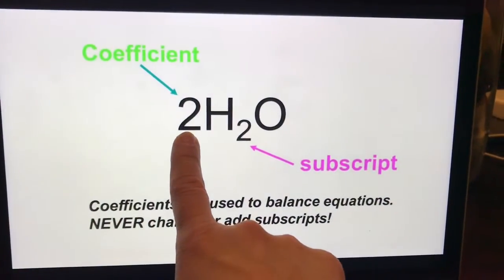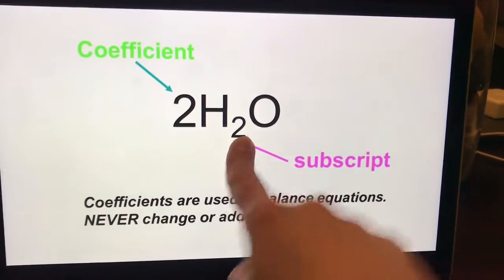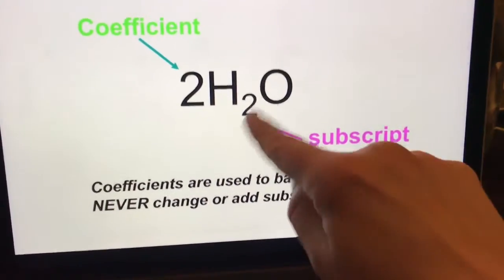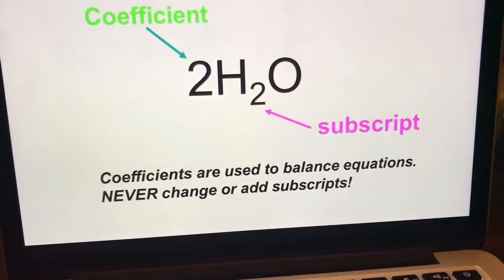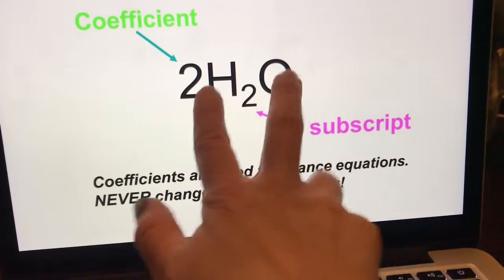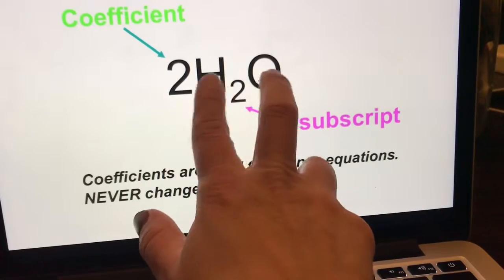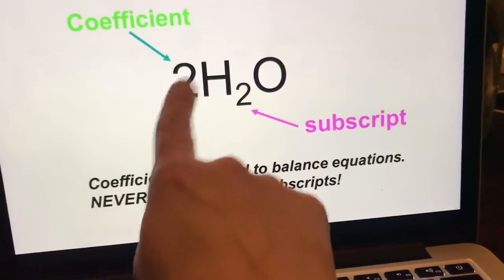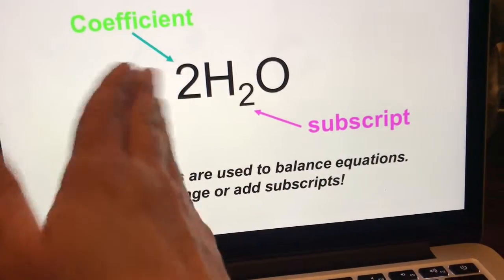The coefficients are the big numbers and the subscripts are the little numbers. Sometimes on your test, these subscripts look big in the middle. Just know that a subscript always is going to be found in between letters or maybe after them. A coefficient is always in the front.